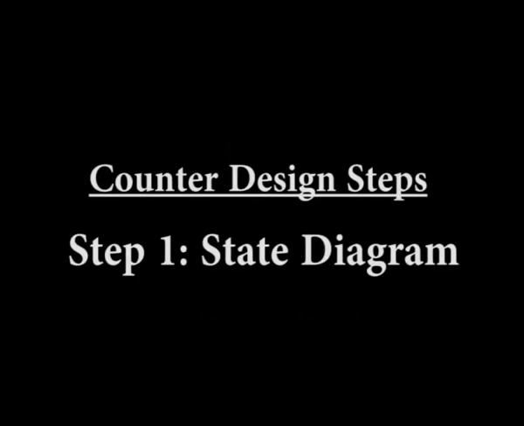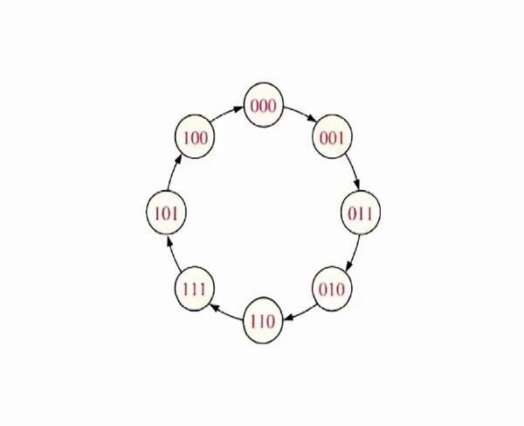Step 1. State diagram. The first step in the design of a counter is to create a state diagram. A state diagram shows the progression of states through which the counter advances when it is clocked. As an example, the figure is a state diagram for a basic 3-bit gray code counter. This particular circuit has no inputs other than the clock and no outputs other than the outputs taken off each flip-flop in the counter.